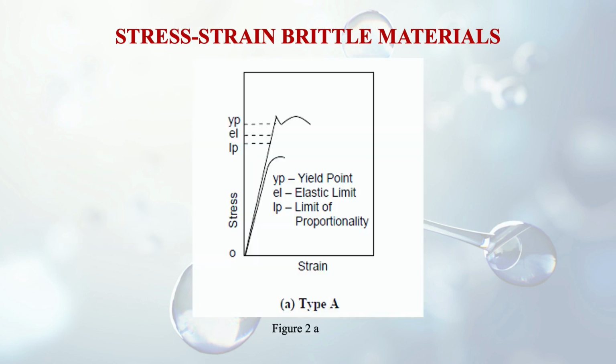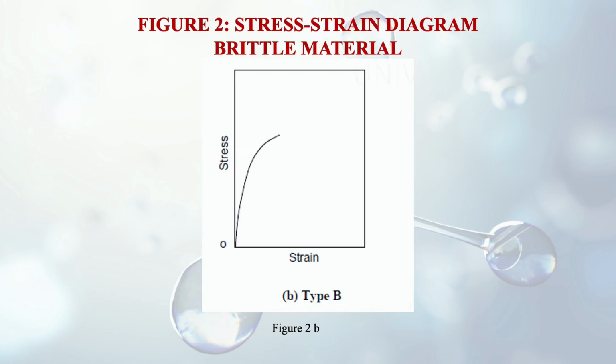From here you can see in the figure, here are the two types, type A and type B. For the type A, you can see the yield point, the elastic limit, the limit of proportionality, all the things are there, like in case of the ductile materials. But the difference from the ductile material is that it is not going to that point like ultimate tensile strength and then further going down to the fracture point. It is fracturing much before that. In the type B, you can see there is nothing like yield point, elastic limit or limit of proportionality, only it will fracture, and that is the case of concrete.